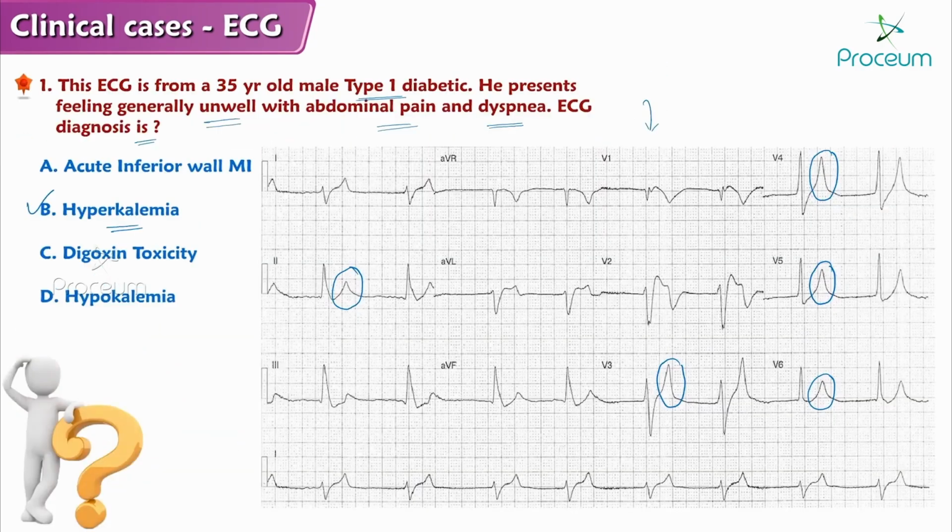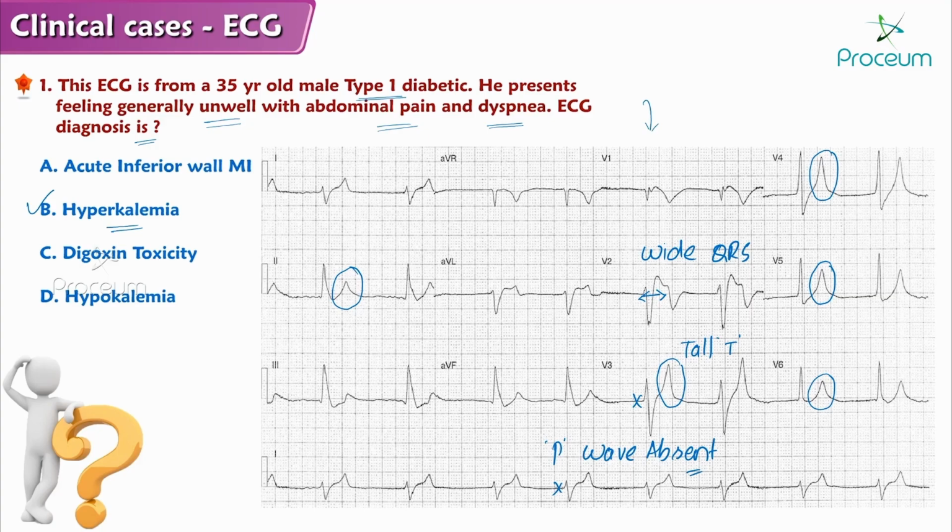So going back to our clinical question. In this ECG strip, what are you able to make out? Number one, tall T wave. Next, the QRS complex is wide. And the P wave is absent. So these are the hyperkalemia changes that we have in this ECG.